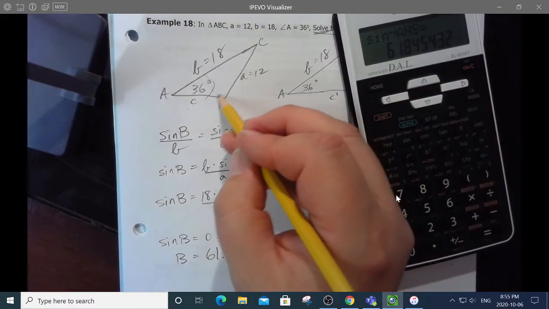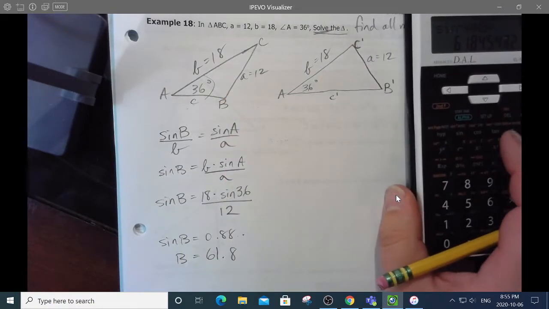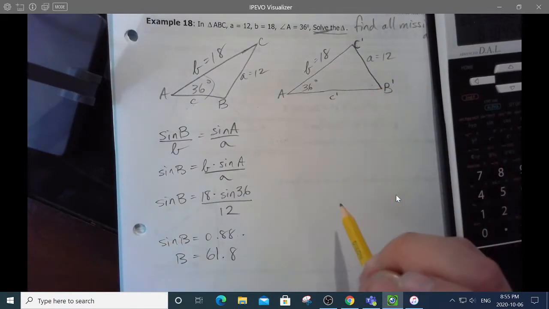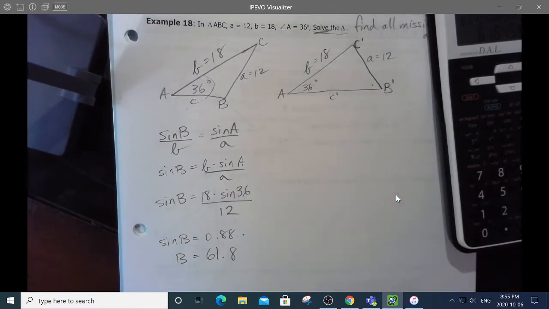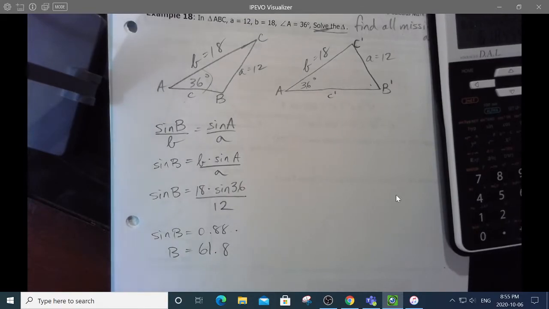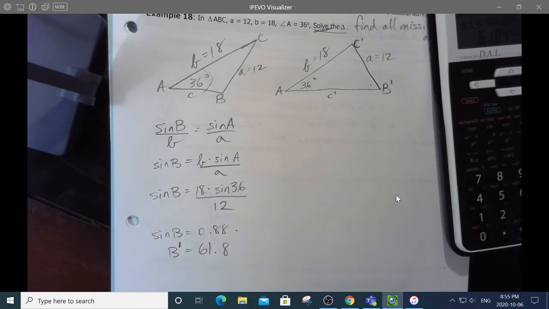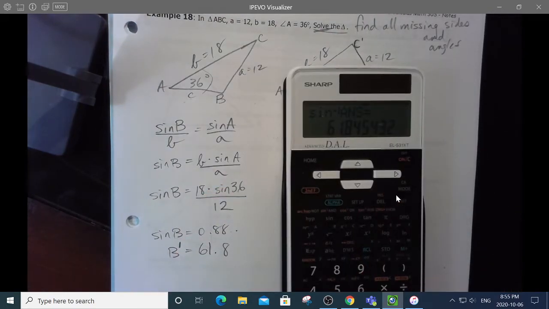That doesn't quite look like 61.8 degrees. It looks kind of obtuse, but you get the idea. Actually, now that I think about it, it's given me the acute answer, and that's the way the calculator is going to do things. The calculator is going to give you the acute answer. As a default setting, it gives me an acute angle.